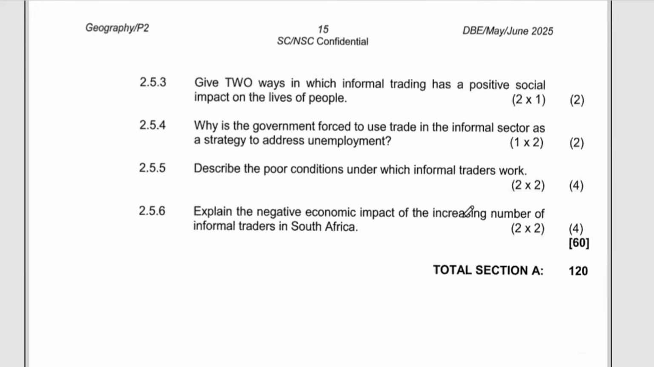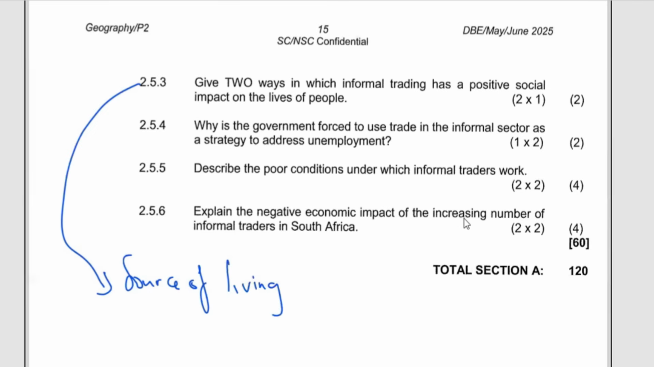Give 2 ways in which informal trading has a positive social impact on the lives of people. Right, how does informal trading impact the social lives of people? People are impacted by a source of living. People are now able to make a living out of informal trading, which is a positive impact, or people are going to get an income.